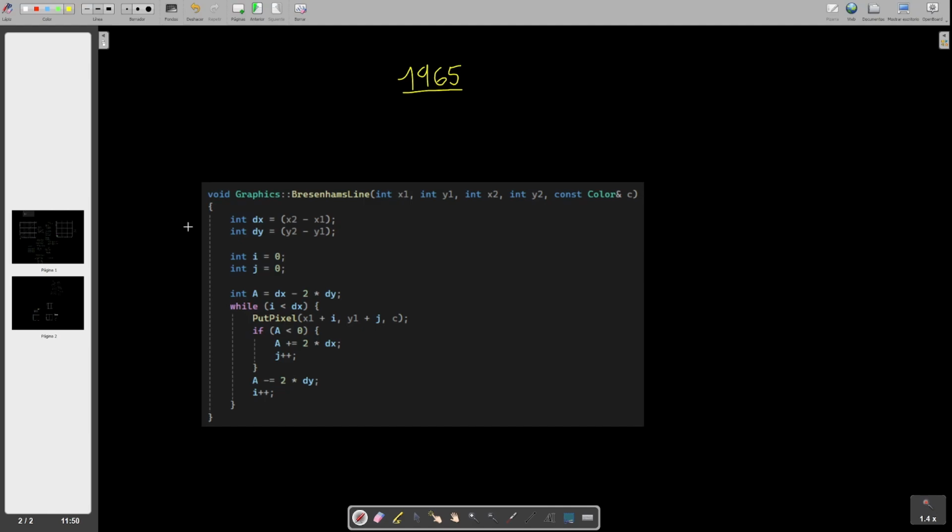Hi guys, welcome to this Bresenham's algorithm explanation, and this is quite a different approach to go over the math behind this algorithm. It is quite important for us to know that this Bresenham's guy invented this algorithm in 1965, and he came up with this solution in less than 24 hours.